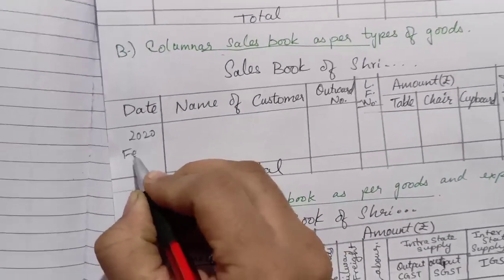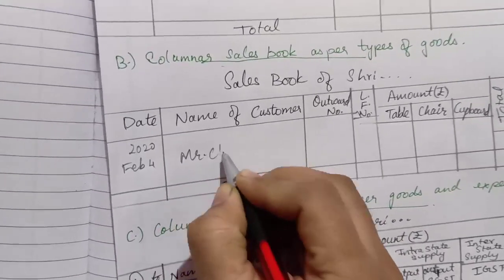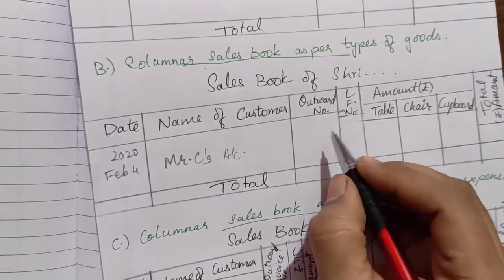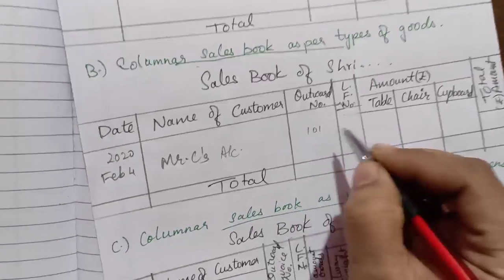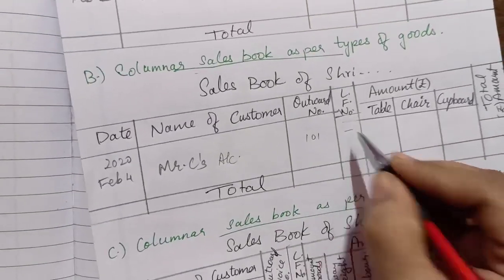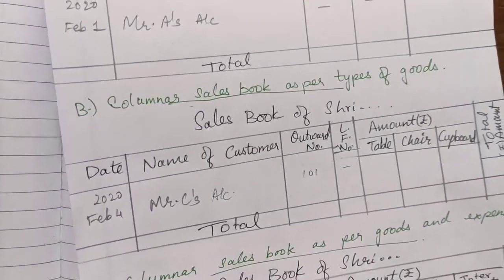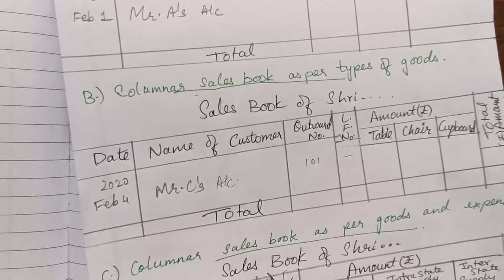Feb 4th, Mr. C's account. He is a customer. Then the outward invoice number is 101. Ledger folio number is not given. Tables are 5 tables, right? There is no trade discount. Only 5 tables are there.